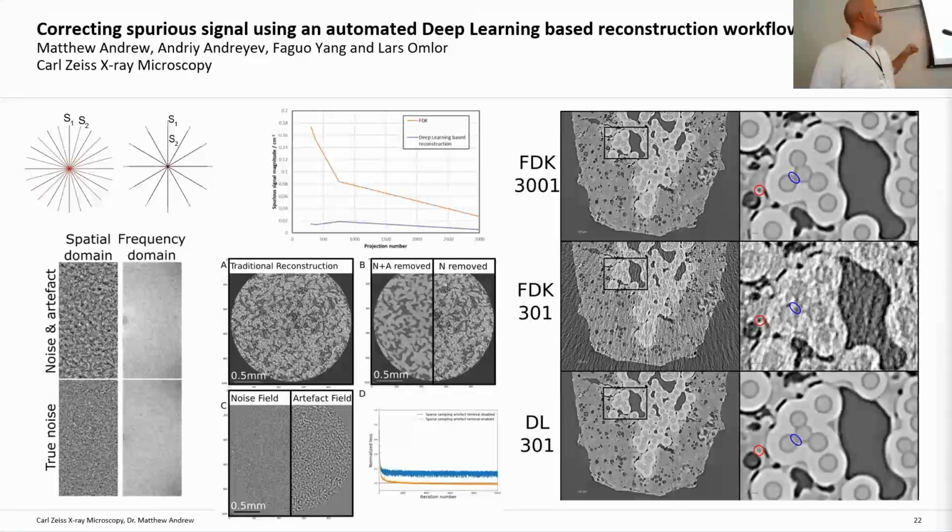And you can see some results on the right from a ceramic matrix composite, where we've reduced the number of projections by an order of magnitude and still retain small image features and low image noise and artifacts.